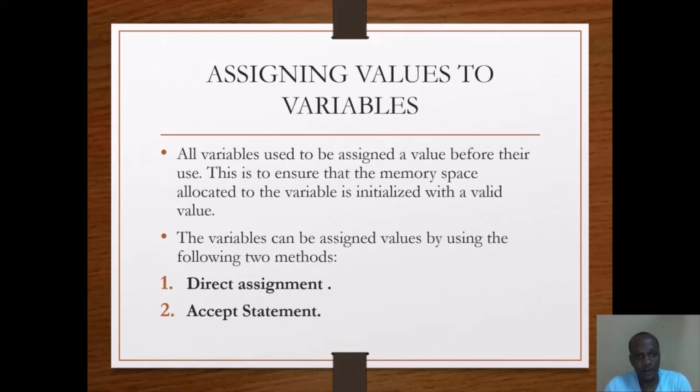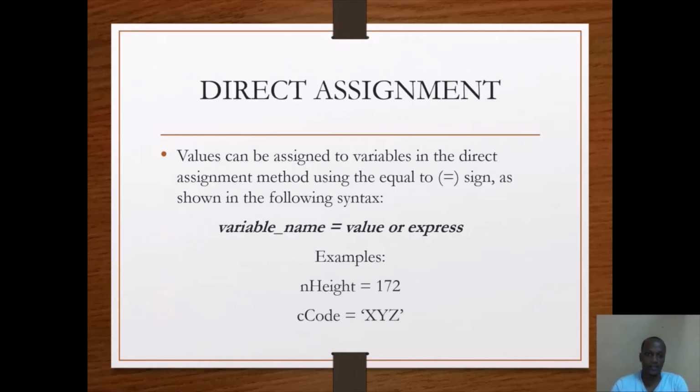Assigning values to variables. All variables, you first have to assign a value to them before you use them. And these are the two ways in which you can assign values to variables. You can do a direct assignment or an accept statement. With direct assignment, what you do is equate your variable name with the value you want to assign. Your variable name will be on the left and the value you want to assign to it on the right. So in there we could see n height equal to 72, so your variable name assigned to 72. And C code, the variable name C code, assigned to the characters X, Y, Z.